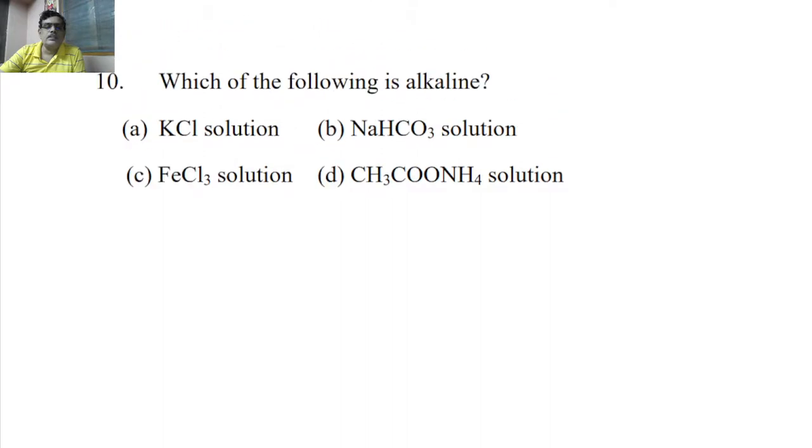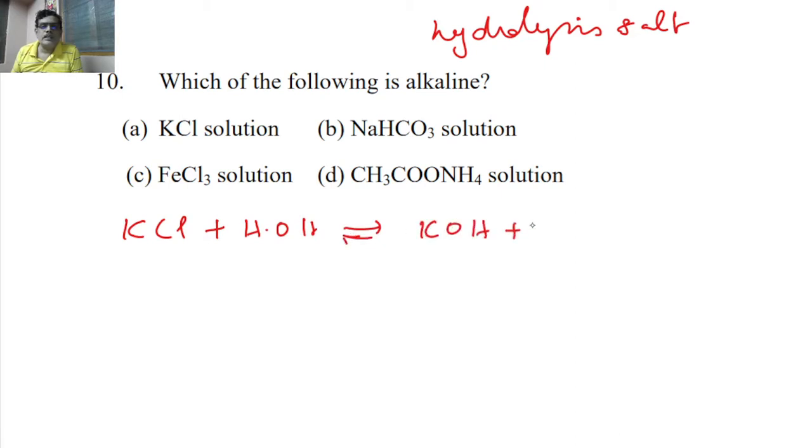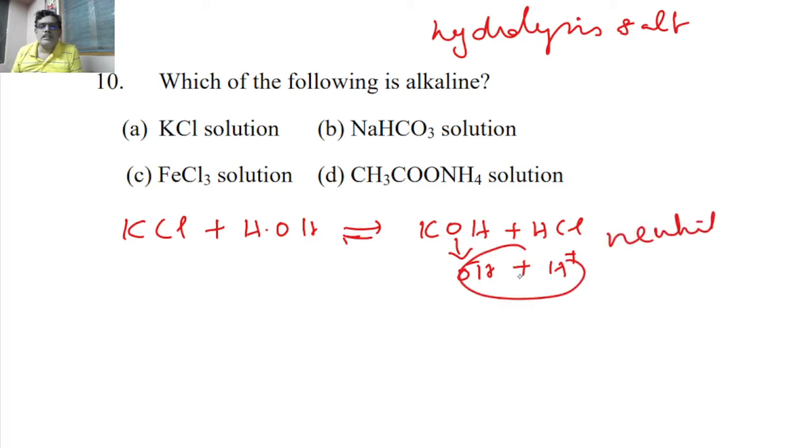Which of the following is an alkaline solution? See, this is based upon hydrolysis of salts. So a small amount of the salt undergoes hydrolysis to produce some H plus ions or OH minus ions. So KCl, say if it undergoes hydrolysis, then it's going to produce KOH and HCl. See, both are strong, they produce equal amounts of OH minus and H plus. So totally the solution will be neutral. The concentration of OH minus will be equal to the concentration of H plus.